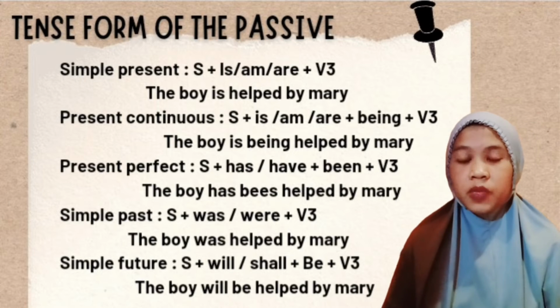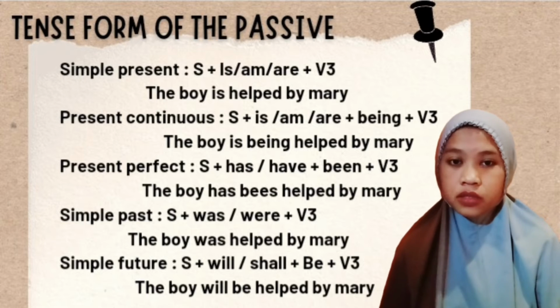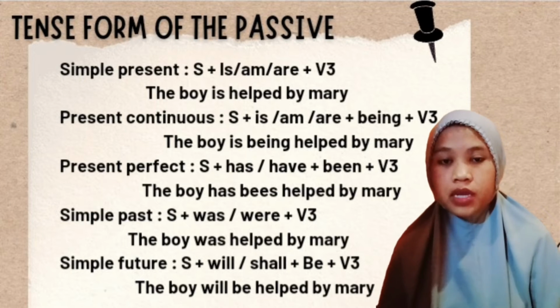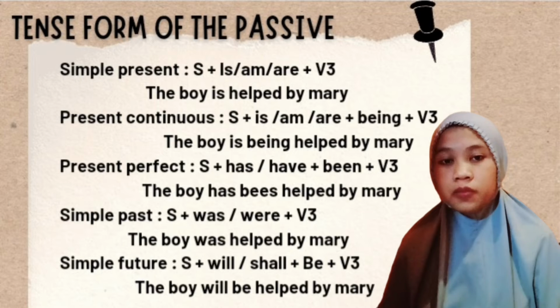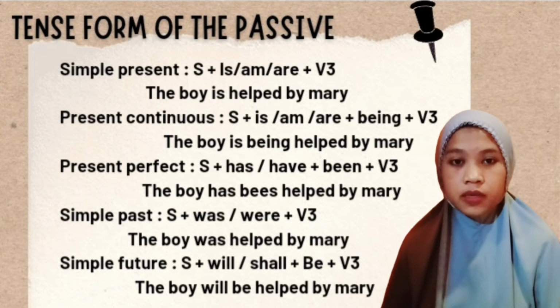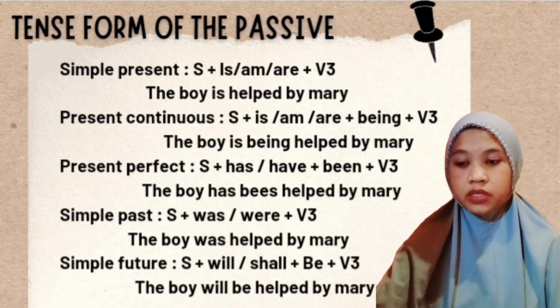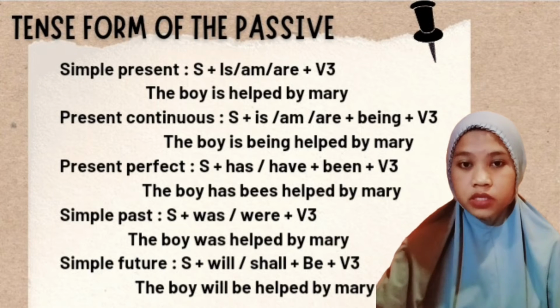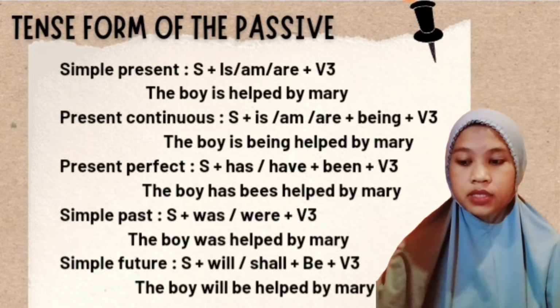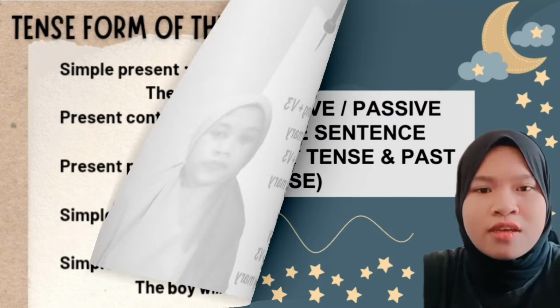The last is simple future: subject plus will/shall plus be plus verb 3. Example: The boy will be helped by Mary. Okay, maybe that's all for my presentation. If there are questions, you can ask them in the last presentation.